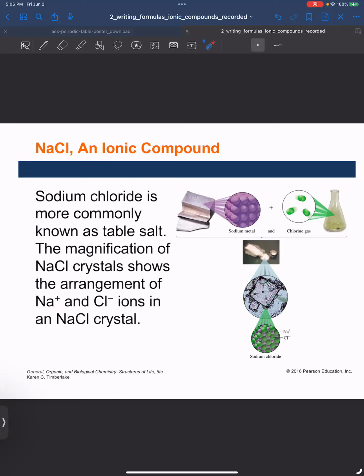Now, sodium and chlorine come from sodium metal and chlorine gas. And we learned in a previous video that metals like sodium lose electrons in order to achieve a noble gas configuration, and nonmetals gain electrons in order to achieve a noble gas configuration. Ionic compounds are formed from a transfer of electrons. So sodium loses its one valence electron to chlorine to make sodium chloride.